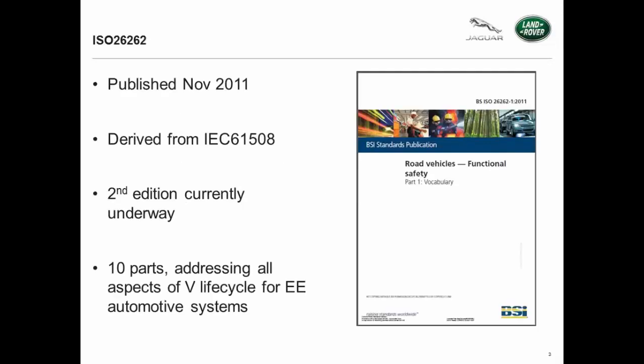This is ISO 26262, the functional safety standard for the automotive industry. It was published in November 2011. It was written by a consortium of international experts from the automotive industry. It's the industry-specific standard for the automotive industry, derived from the more generic standard IEC 61508. The second edition of it is already currently underway and should be published in 2018. It's got 10 parts addressing all aspects of the V-life cycle for automotive, electrical and electronic systems, and I'll talk a bit more in the next slide.